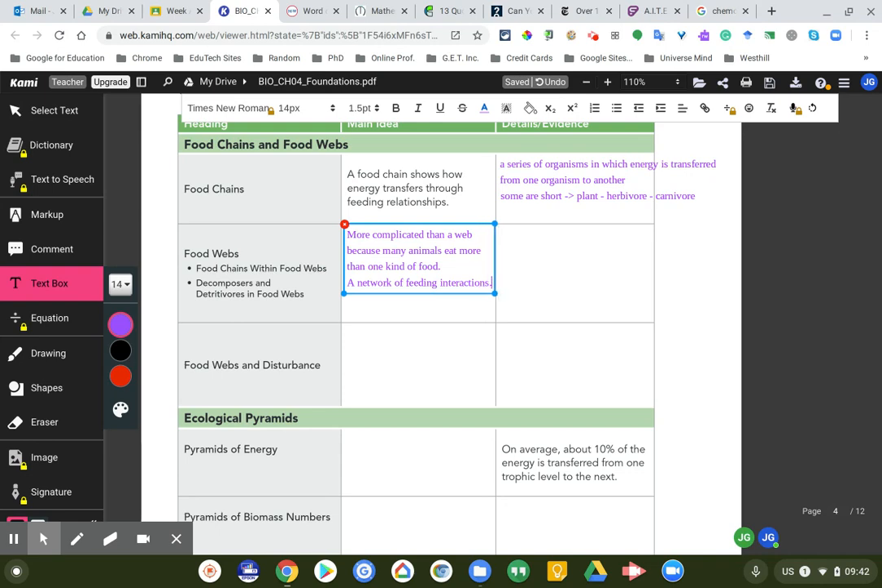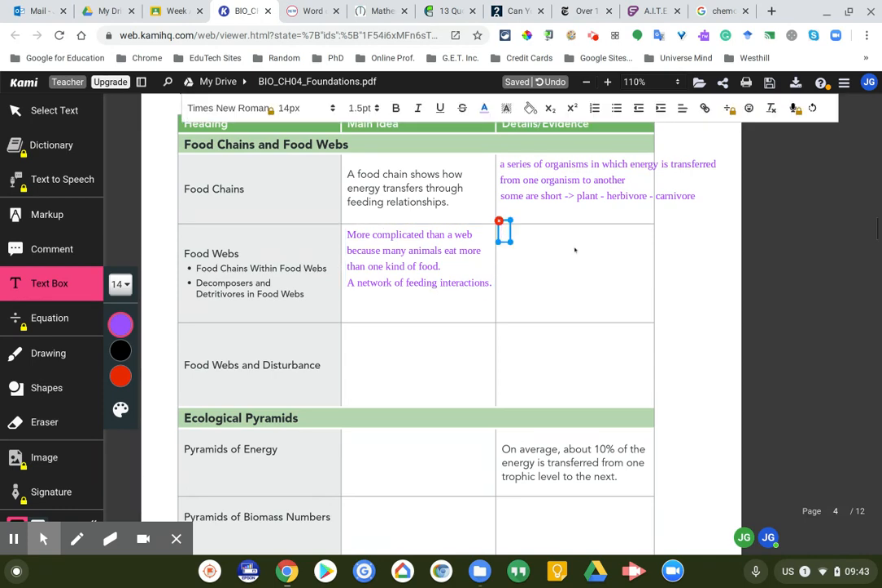I kind of like that. I like that term, feeding interaction. I'm going to use that more often now. Especially when I'm cooking food or eating food, I'm like, yep, I'm having my feeding interaction now. Ha, funny.